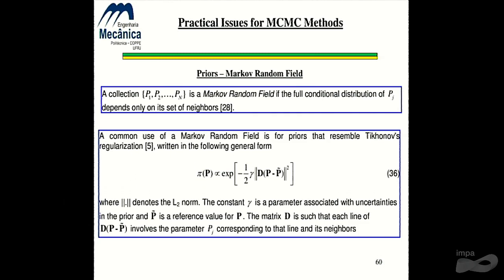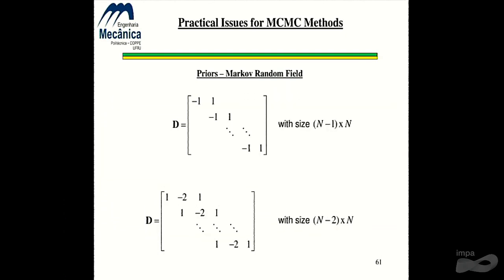So one prior that resembles Tikhonov's regularization is given in this general form, where, Antonio, this is what we were discussing during the break. You can represent the prior for the parameters in this form, where let's say D is some difference matrix and P tilde here is some reference value for P. For example, D can be the matrix you use for first order Tikhonov regularization, or for second order regularization. This is for the computation of the first derivatives, and this is for the computation of the second derivative.